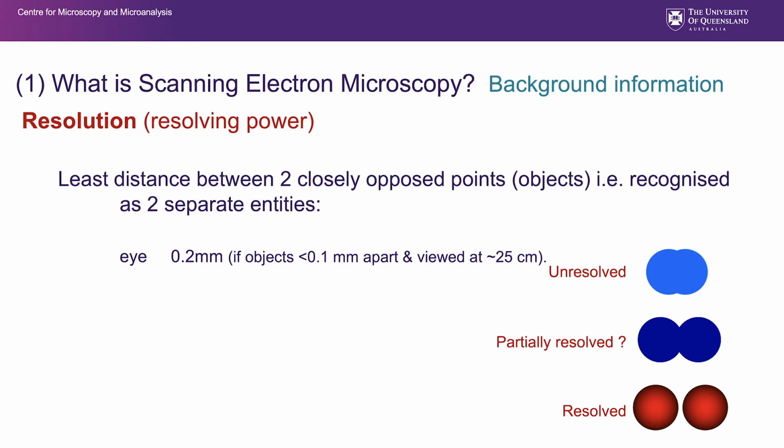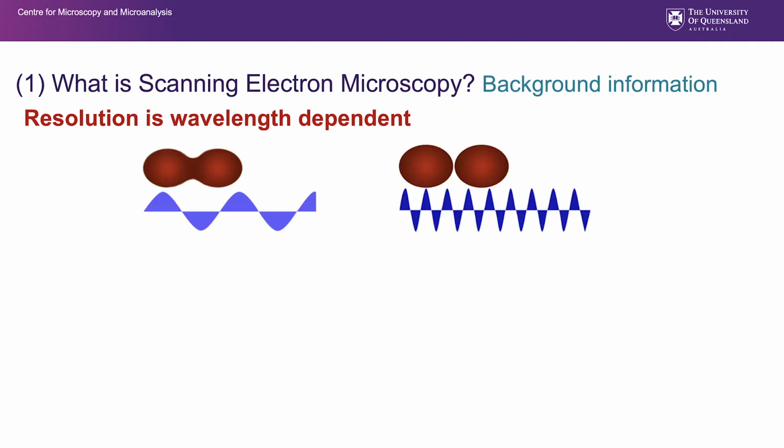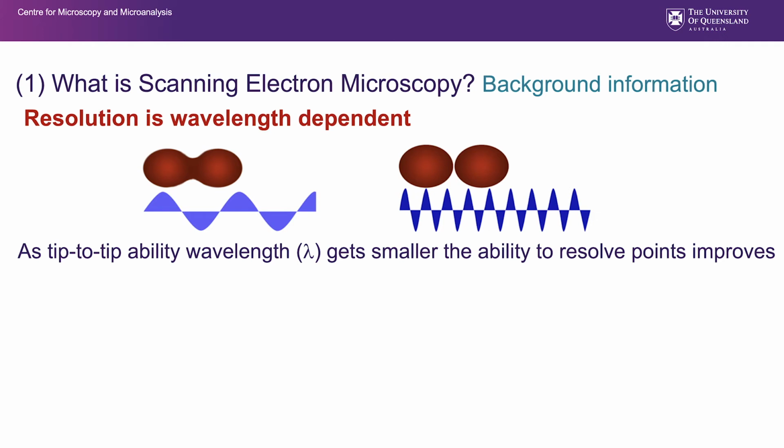The eye can resolve things at about 0.2 millimeters at particular distances. Light microscope about 2.2 microns. SEM, a good SEM, 2 nanometers on the right sample, can resolve features, and a TEM, about 2 angstroms. The key to this resolution is the electron wavelength. The resolution is wavelength dependent. You can see there, if we have a large wavelength, tip to tip there, we're not going to resolve those features fully. If we've got a smaller wavelength that we're using, basically we can resolve the features as being independent. The tip-to-tip wavelength gets smaller, and so does the ability to resolve points.